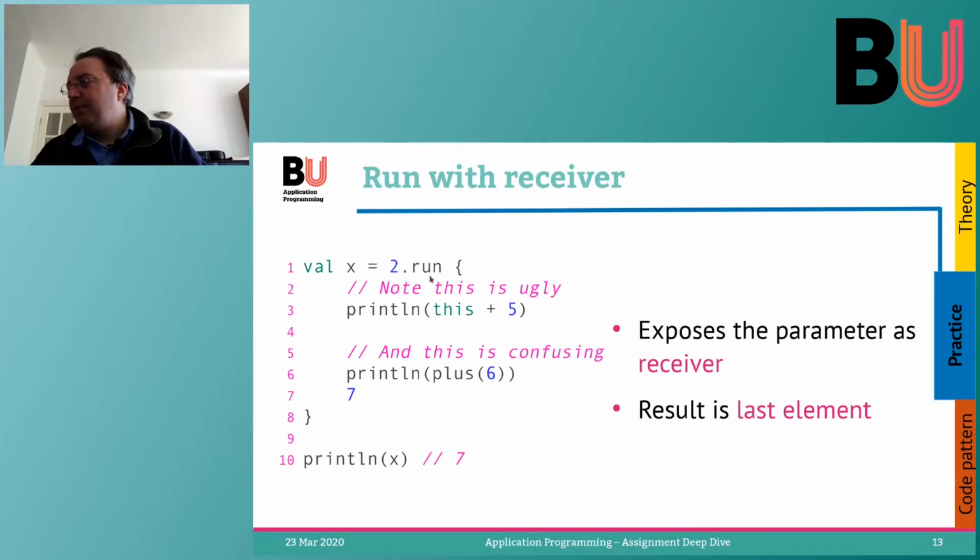Receiver is basically the idea that you can have a function that takes the this pointer. So the run function takes a lambda parameter and then runs that parameter with the original receiver as a receiver. So in this case we print this + 5 or print this + 6.